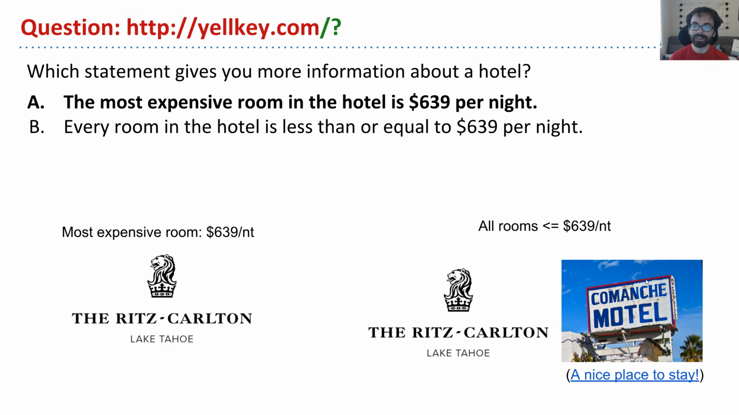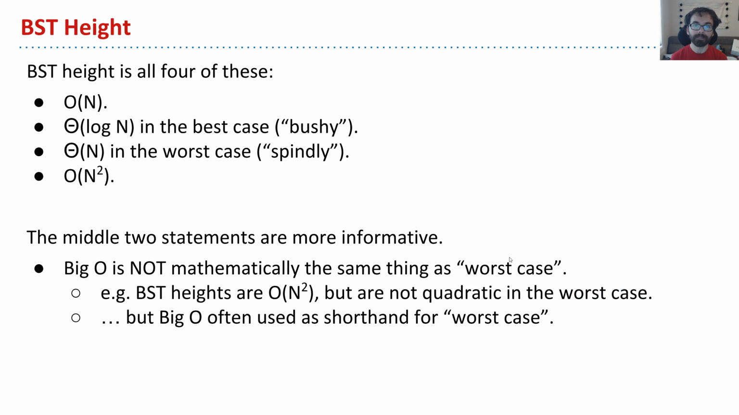Anyway, this hotel, or motel really, every room in it is less than or equal to $639 a night. In fact, quite a lot less. So there's a giant class of hotels that all satisfy this condition B, whereas only a relatively small number satisfy A. Now this seems a little silly, because if someone says, hey, every room in that hotel is less than $1,000 a night, you assume they're not trying to do some trick. But nonetheless, the statement, if we just look at the factual content contained in the English statement, does not rule out, for example, the Comanche Motel. Okay? So this is basically just the same situation with big theta and big O.